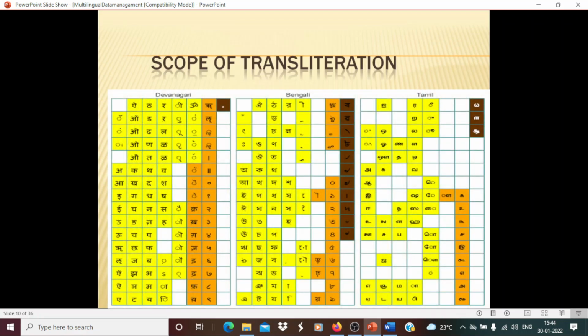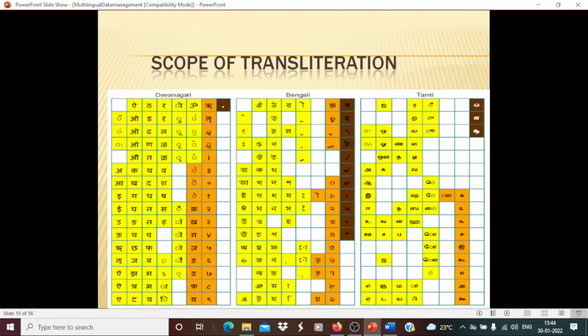If we place side by side three scripts, Devanagari Hindi, Bengali, and Tamil, you see they are placed in such a clever way. These vowels O represent Bengali O and then Tamil O. So side by side, you can compare the representation of different Indian language scripts.